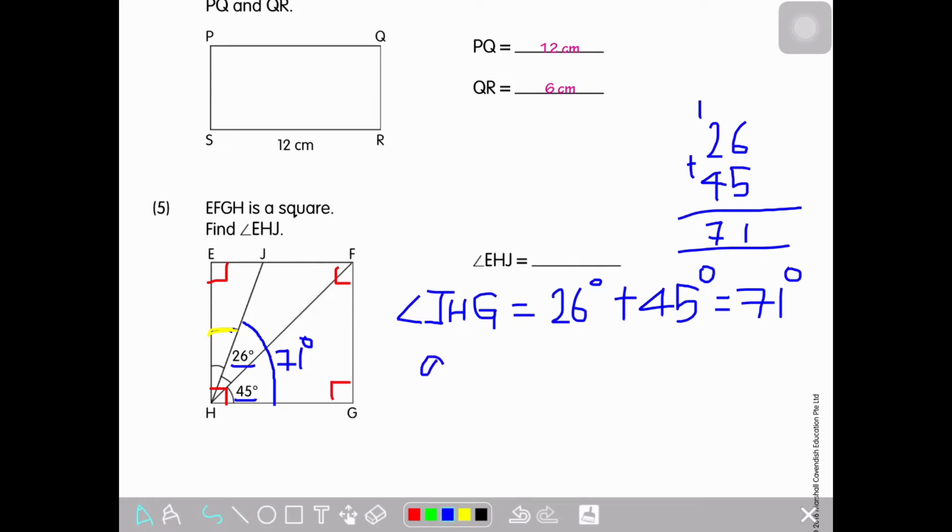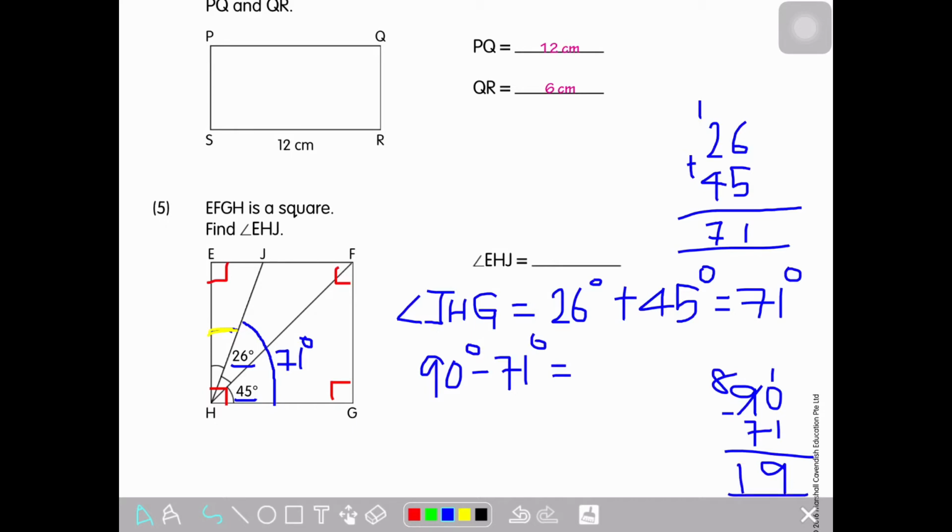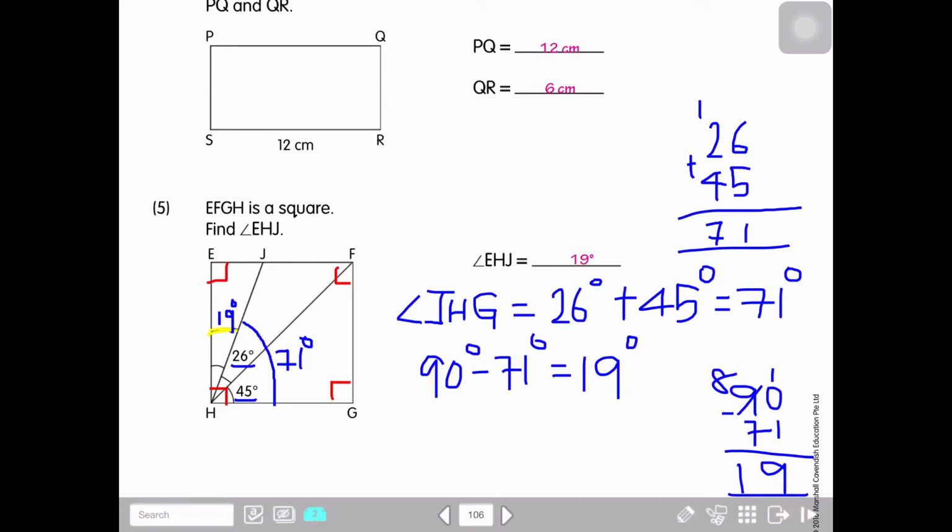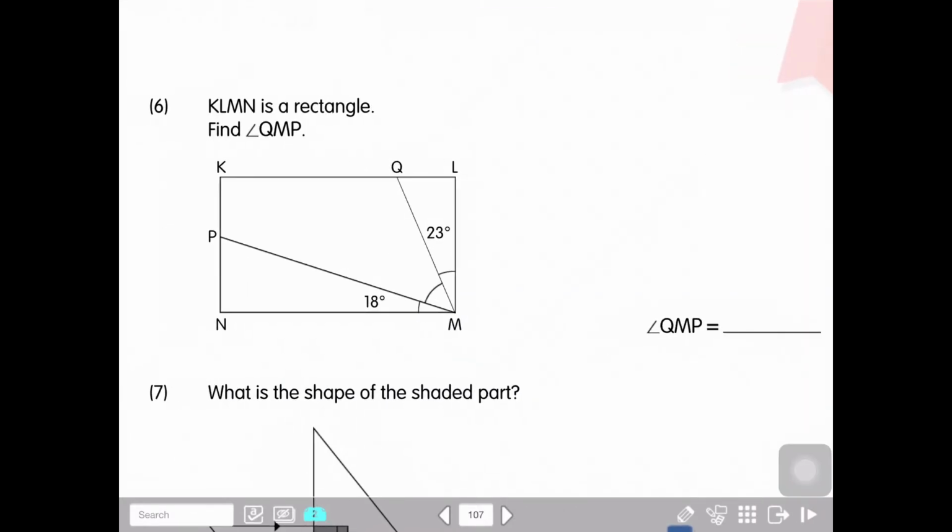We take 90 degrees minus 71 degrees, which gives us 19 degrees. So this yellow angle is 19 degrees, which is EHJ.